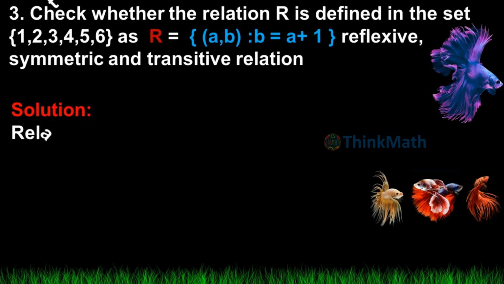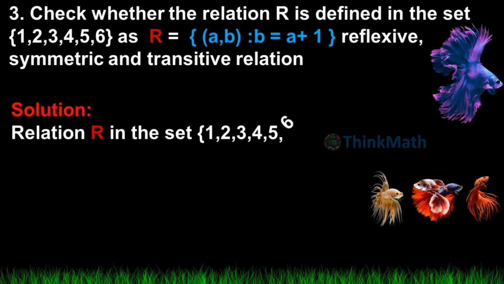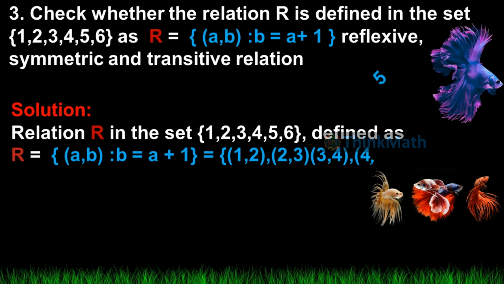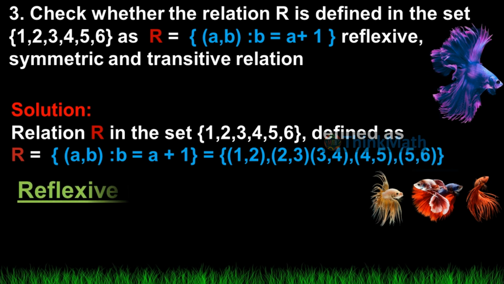Solution. Relation R in the set {1, 2, 3, 4, 5, 6} is defined as R equal to the set of all (a, b) such that b equals a plus 1. That is equal to the set {(1, 2), (2, 3), (3, 4), (4, 5), (5, 6)}. So these are the elements in the set R.